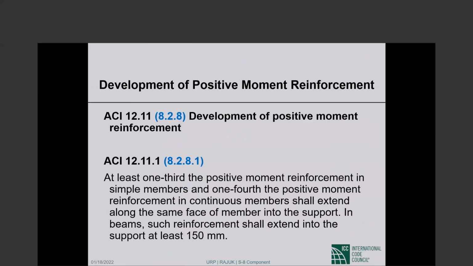So far it was development of reinforcement in flexure in general. Now this is development of positive moment reinforcement. At least 1/3 the positive moment reinforcement in simple members, and 1/4 the positive moment reinforcement in continuous members shall extend along the same face of member into the support. So the bottom reinforcement in a beam, if it is a simply supported beam, 1/3 must continue into the support. If it is a continuous beam, at least a quarter must continue into the support. In beams, such reinforcement shall extend into the support at least 150 millimeters.